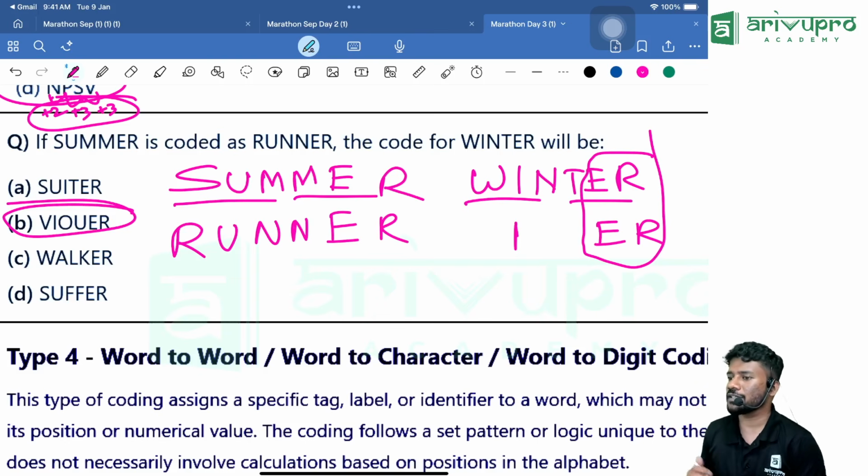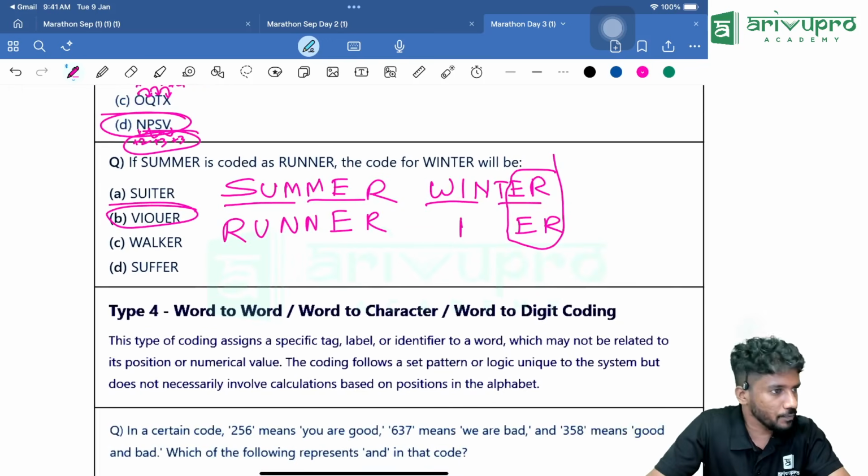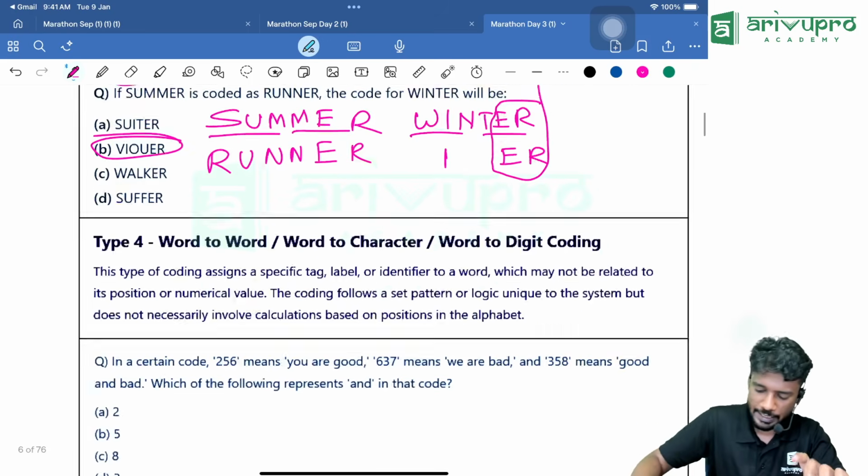You don't need to write everything. Just go with what is given. Can we do the next question? Yes. Fine. Next one.